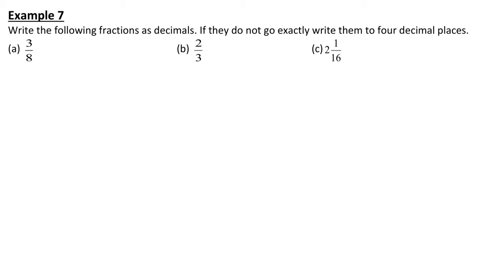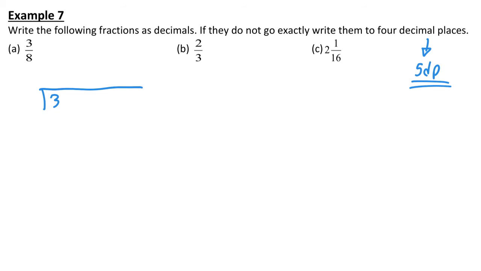Example 7. Write the following fractions as decimals. If they do not go exactly, write them to 4 decimal places. Now just on that, if we're working to 4 decimal places, that means we're going to have to work to 5 decimal places to consider rounding. So the 5th decimal place is the decider number when we're working to 4 decimal places, and the 4th decimal place would be the changer. So if we're asked to go to 4 decimal places, we need to do our working out to 5 decimal places. So if we start with 3/8, that means 3 divided by 8.